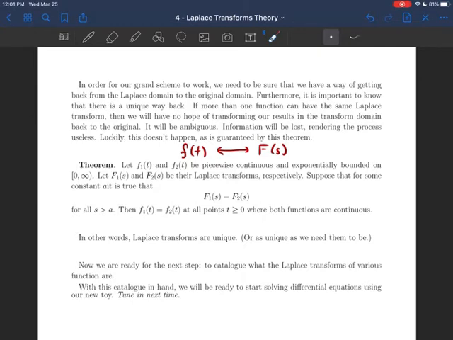So we're ready to do the thing we need to do next. In order to be able to go from this transform domain back to the original domain, we need to know what those correspondences are. What functions have what Laplace transforms. So we're going to begin the process of cataloging, of looking at different functions and seeing what their Laplace transforms are. These are called Laplace pairs. We're going to figure out what those pairs are. That's going to begin next time.